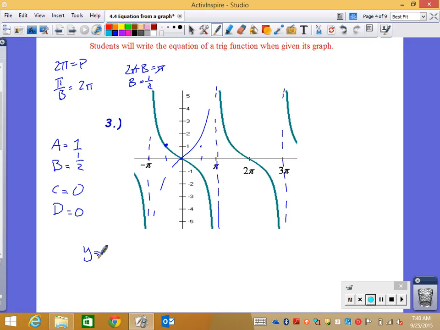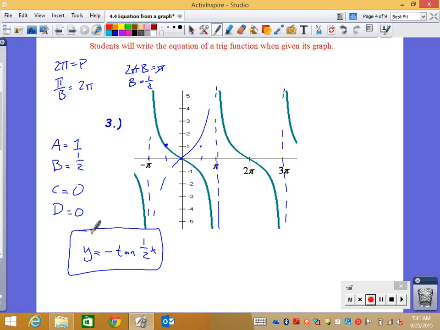Remember, this tangent graph is flipped. It starts top left and goes bottom right. So it's a negative tangent. What's my b value? 1/2. There's no c or d. So it's just y equals negative tangent 1/2 x.